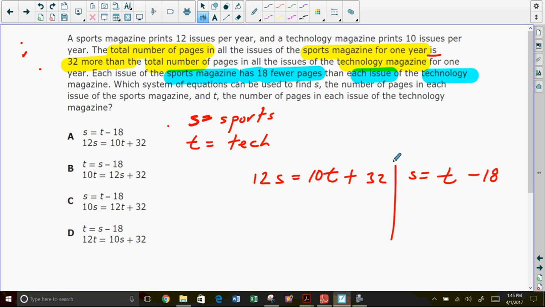All we have to do is find our match. The correct answer is letter A. S is equal to T take away 18, and 12S equals 10T plus 32. A is the correct answer.